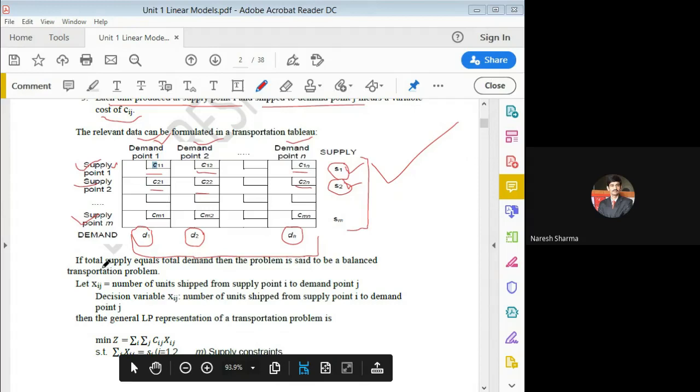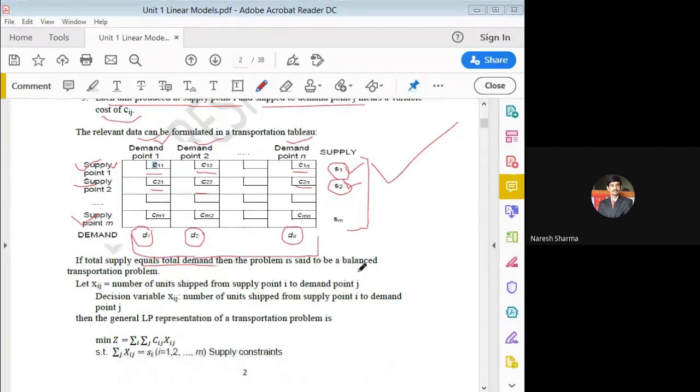Now, if the supply is equal to demand, then the problem is called a balanced problem. If it is not the same, or they are not equal, then the problem is called an unbalanced problem, right?